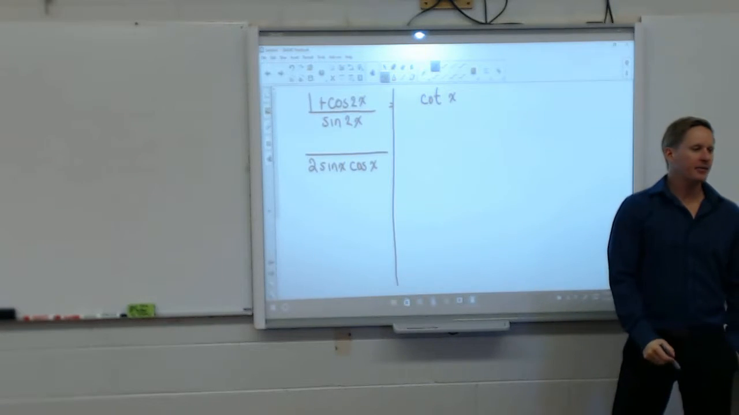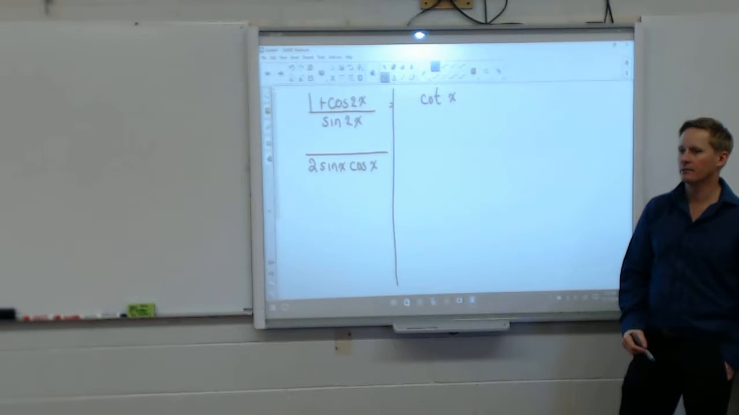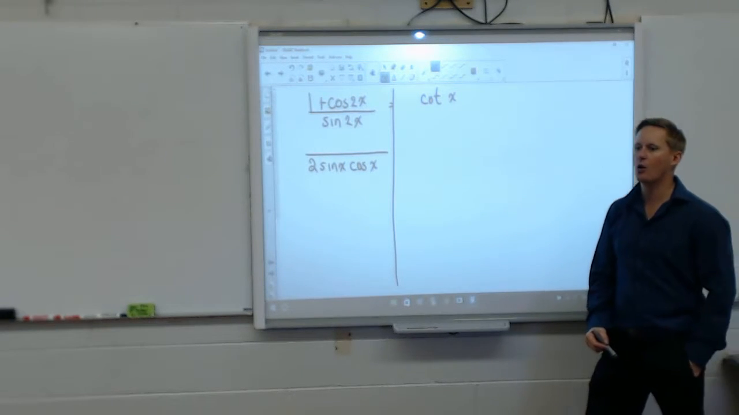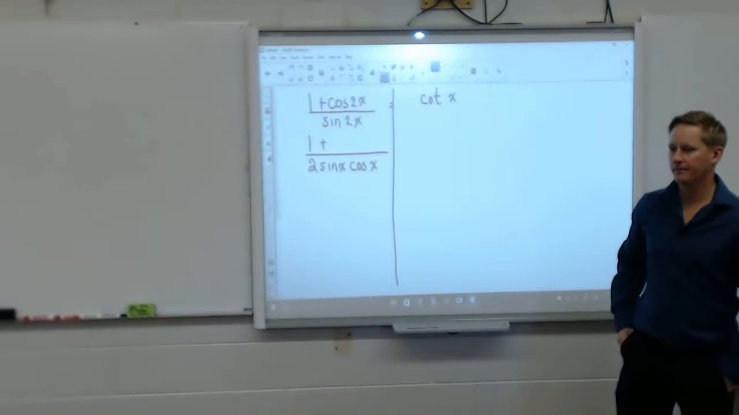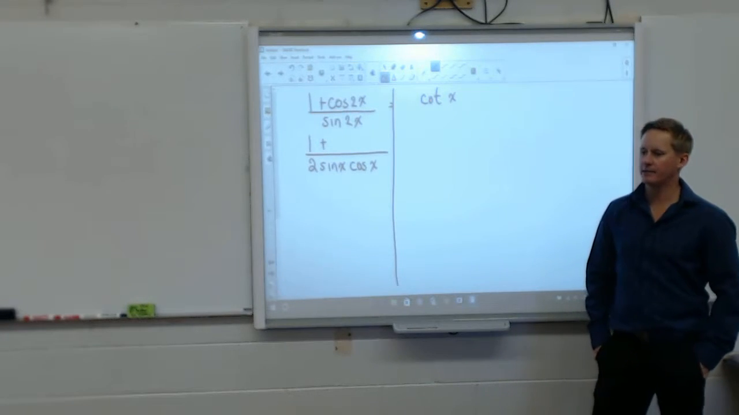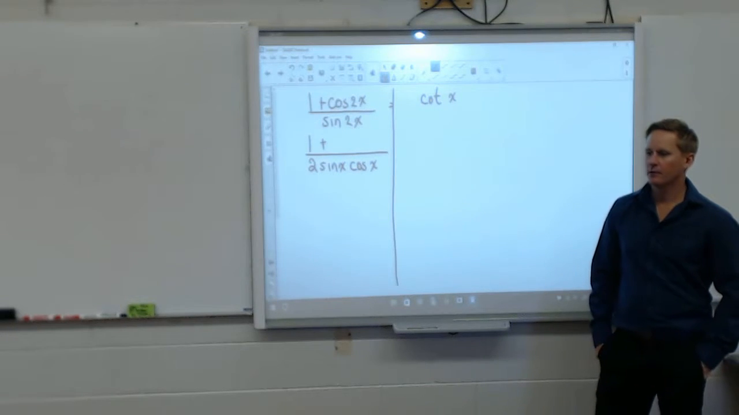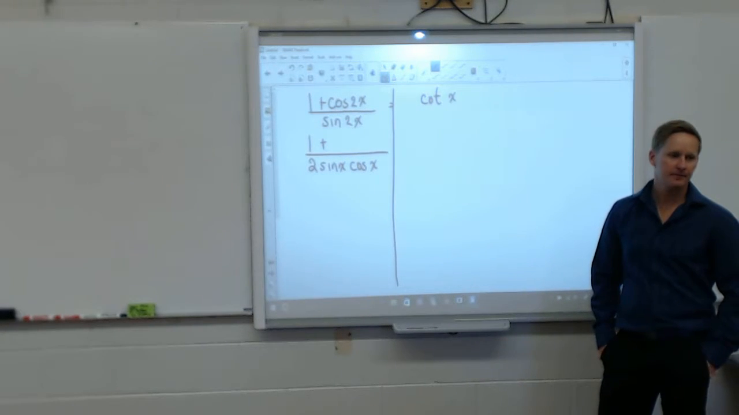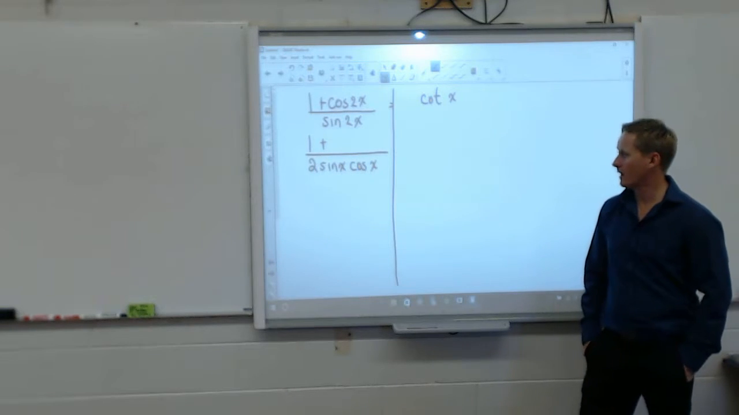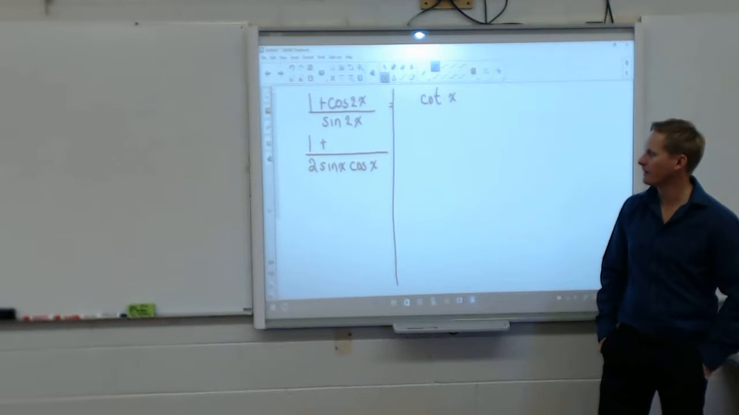Now I need to use one of the 3 identities for cos 2x. Which one do you want to use and why? So look at your identities. This was on your formula sheet. You have 3 of them for cos 2x. Which one do you want to use? Cos squared x minus sine squared x. Okay, we could use cos squared x minus sine squared x, right?